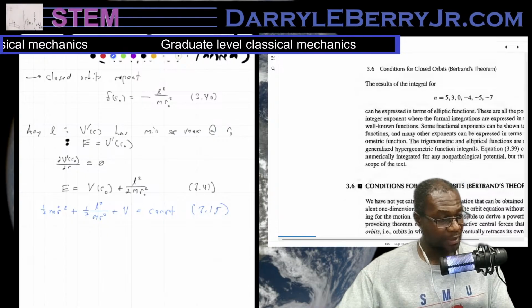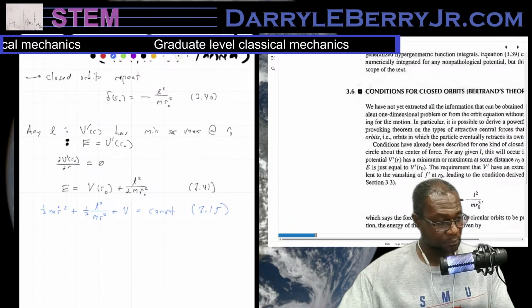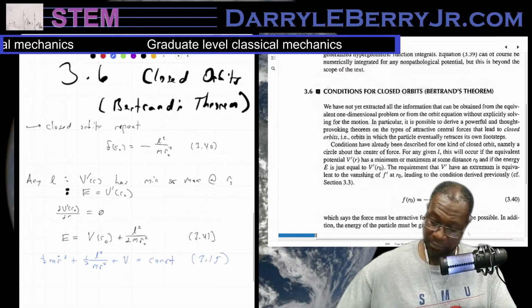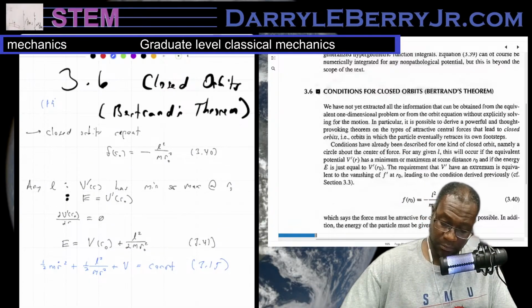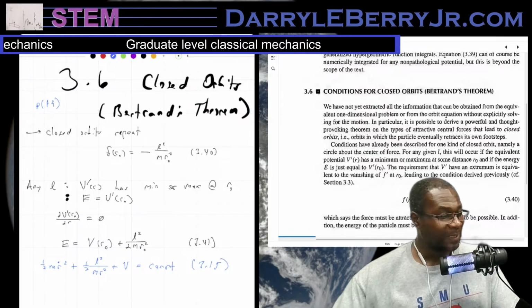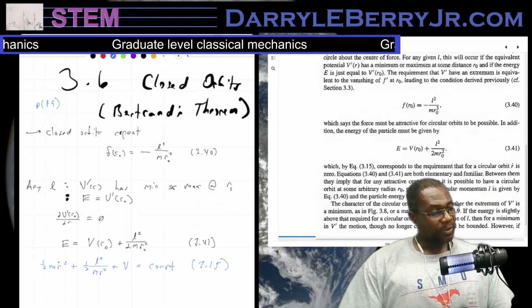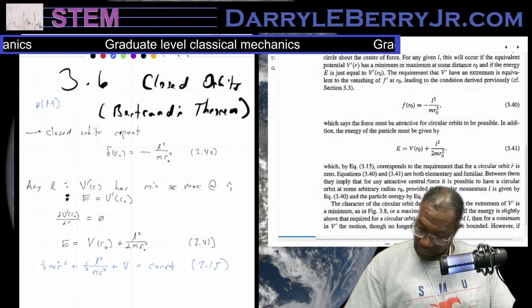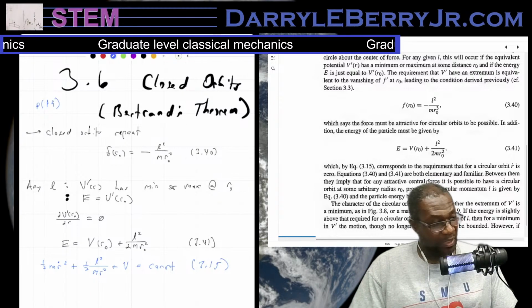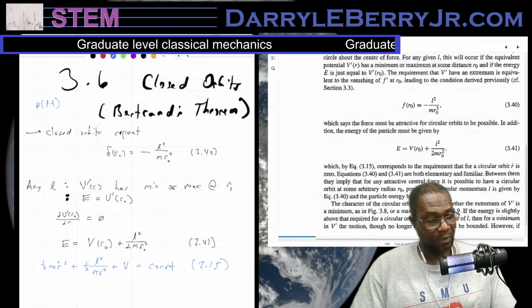But I made a note on my page. There we go. Page 89. Which, by equation 3.15, corresponds to the requirement that for a circular orbit, R dot is equal to 0. Or not R, but R dot.